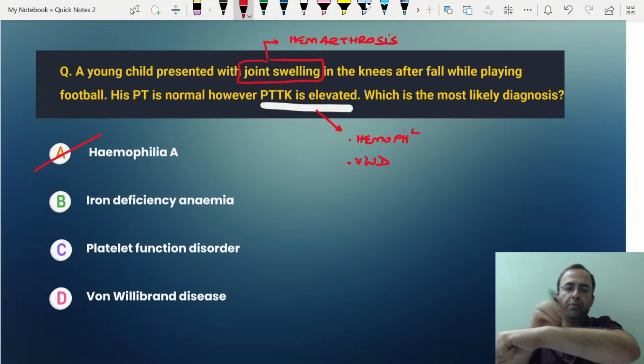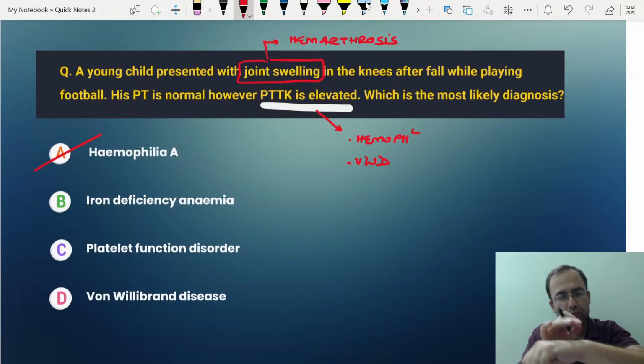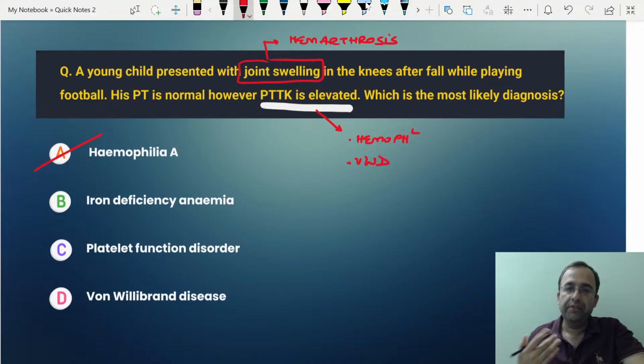Von Willebrand disease presents with purpura, right? It has small spots on the extremities. It does not present with knee swelling. Knee swelling is a feature of hemophilia. Of course, iron deficiency anemia, nutritional anemias, and platelet function disorders were not even in the differential diagnosis list.